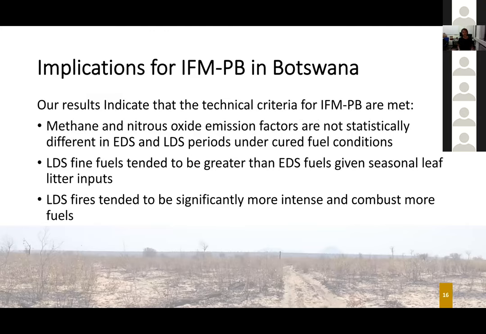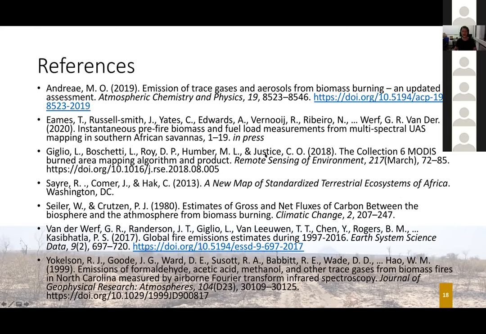So our implications for integrated fire management in Botswana: our results indicate that technically it's possible, so it's feasible. At least the emission factors are not significantly different in the early and late dry season. Also, we found that in the late dry season, the fuel loads tended to be higher, mostly through an input of deciduous litter. And we found that in the late dry season, the fires were significantly more intense. So thanks for listening. If you have any questions, please drop them in the chat.